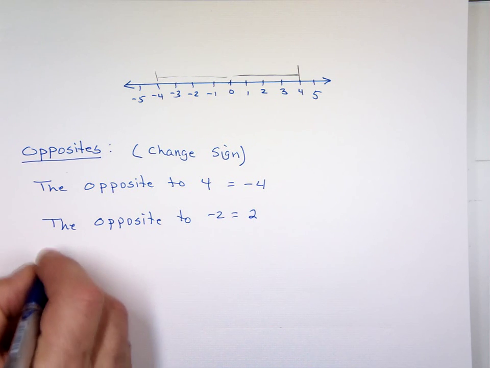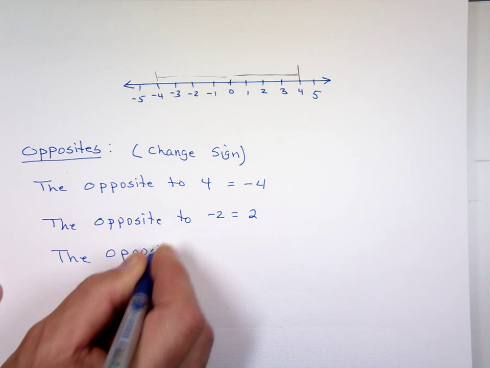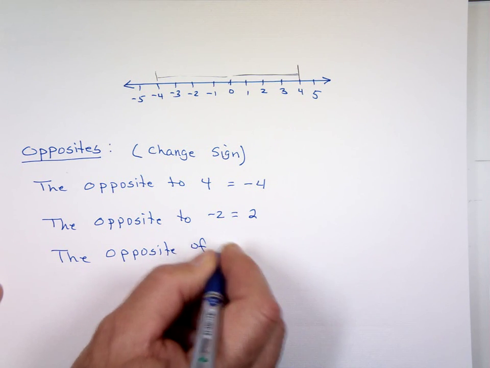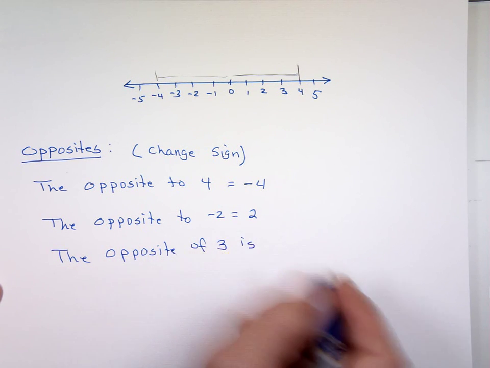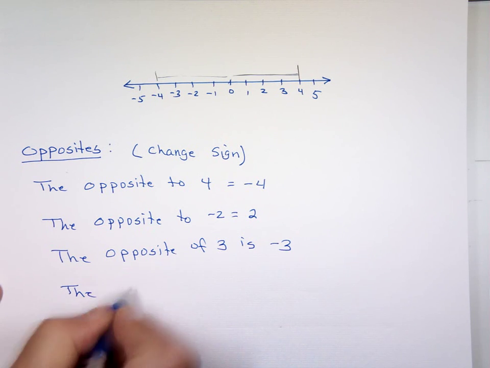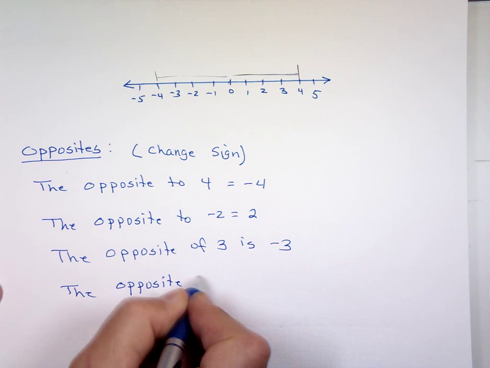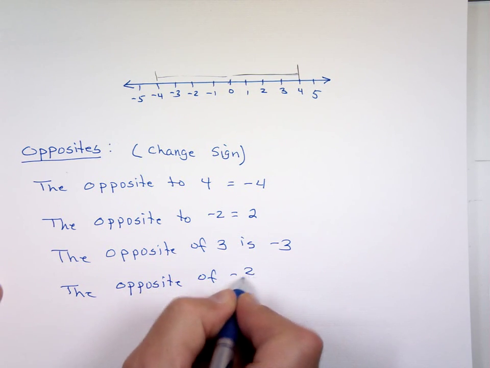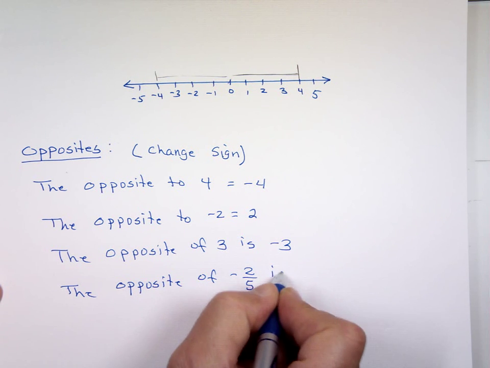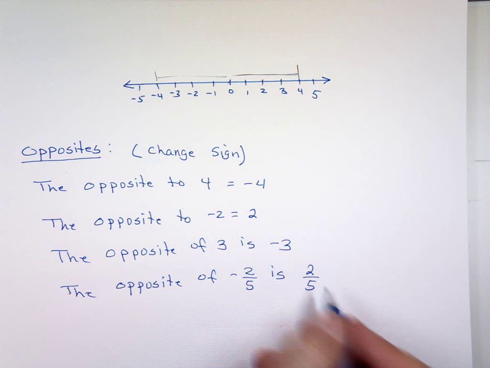The opposite of 3 is what? -3. The opposite of -2/5 is what? +2/5. I don't care if the number is a fraction, whole number, whatever.